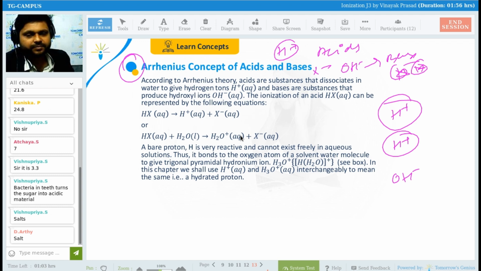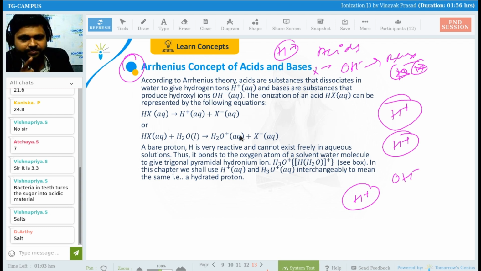Now see here, what is it saying? A bare proton, that is H plus. If H plus is there, guys, it means what? If you are adding a plus sign over any element, it means you are removing an electron from there, right? Yes or no? So how many electrons, protons and neutrons does hydrogen have? Who will tell me?